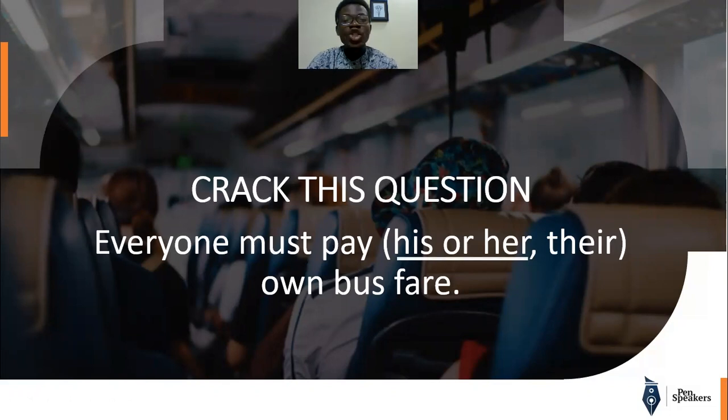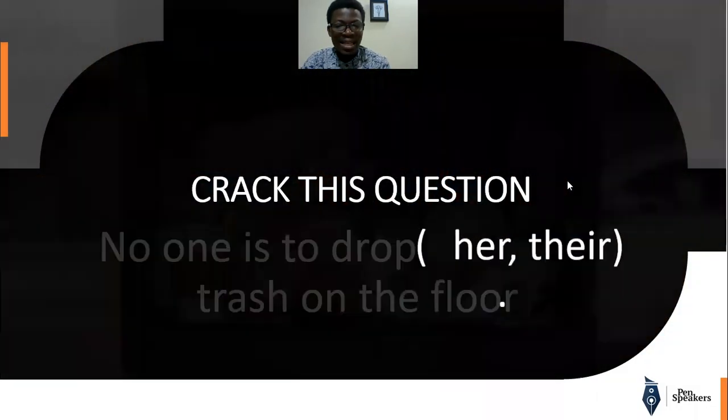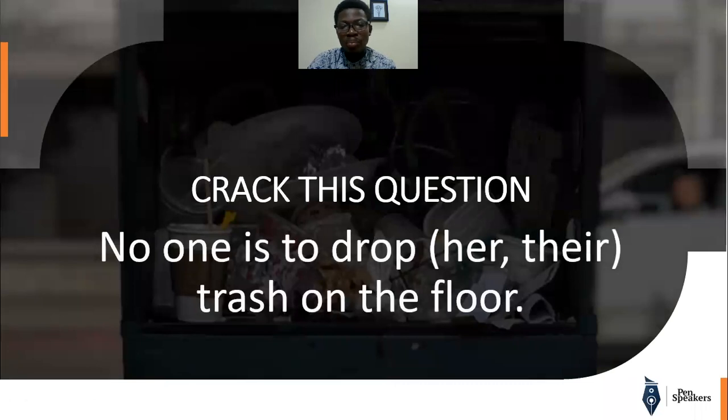So like I said, the gender is not definite. The gender is not specified. So you will simply play on the side of caution before you choose an answer here. Or if you have this example that says no one is to drop her or their trash on the floor. Once again, you know that you shouldn't go for their, because it's a singular subject, no one, and we have not specified the gender. But you see that in this particular case, we're given only one gender. We're given the female gender by her.